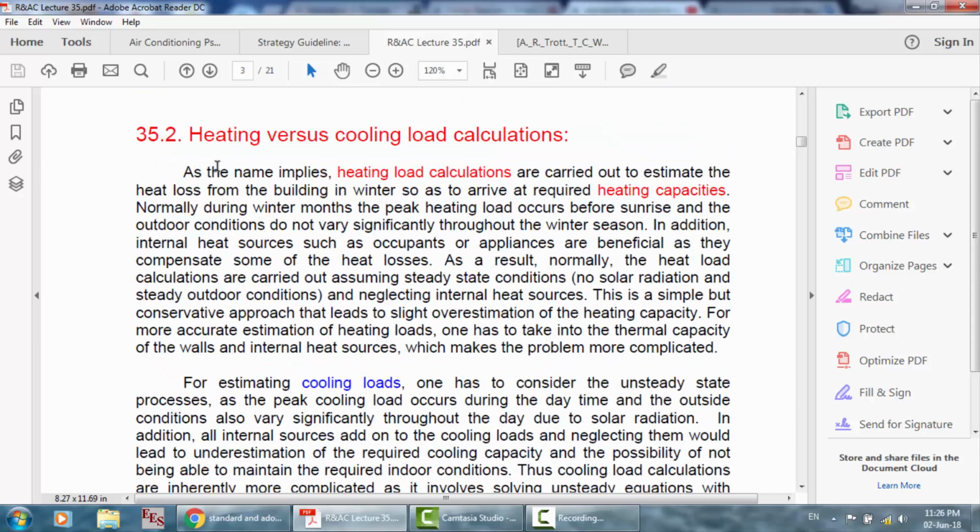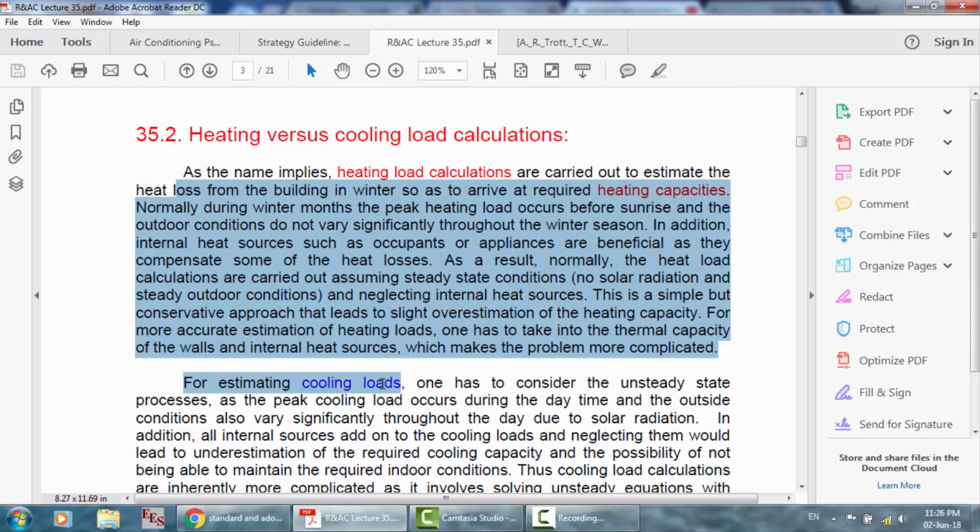So heating versus cooling load calculations. As the name implies, heating load calculations are carried out to estimate the heat loss from the building in winter so as to arrive at required heating capacities. Normally during winter months, the peak heating load occurs before sunrise, okay? And the outdoor conditions do not vary significantly throughout the winter season. In addition, internal heat sources such as occupants or appliances are beneficial as they compensate some of the heat losses. So it is very good to have many people, many appliances, many lighting.